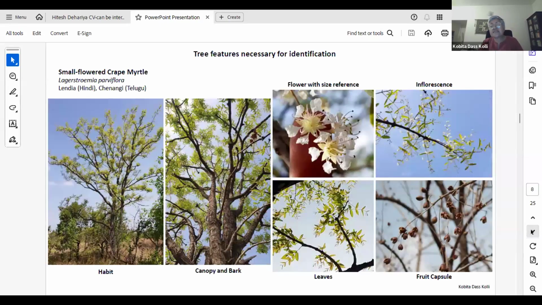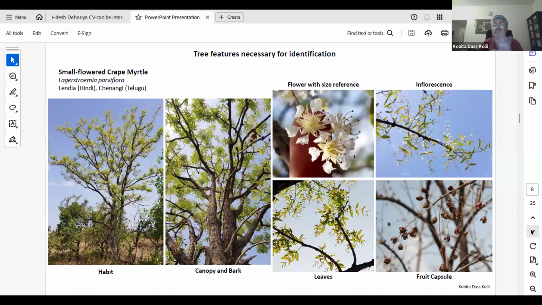Okay, so what is necessary for good ID of a tree, for instance? Here we have a habit photo. The first one is called a habit. When you see the entire tree, how it grows, that is the shape of the tree. Typically these habits are seen in wild places where the trees have grown on their own, because trees all have a particular shape that they grow into.